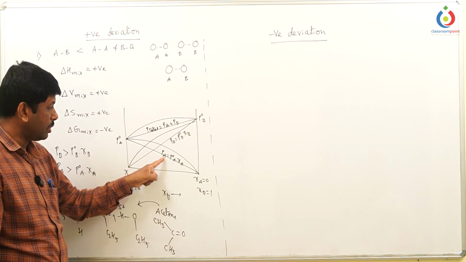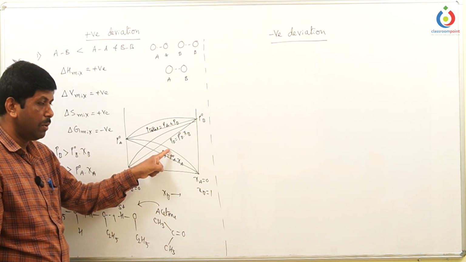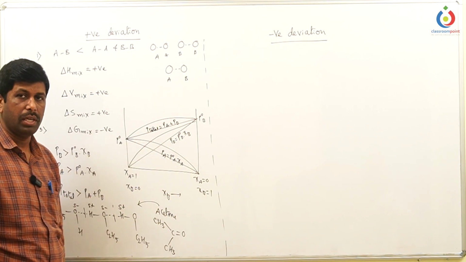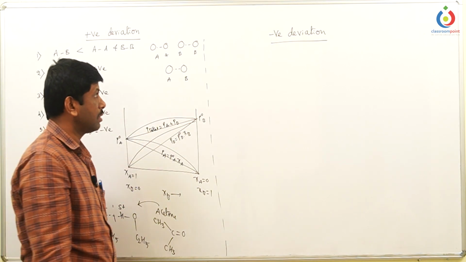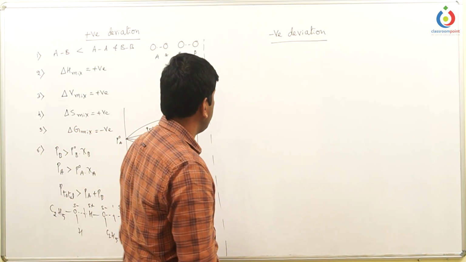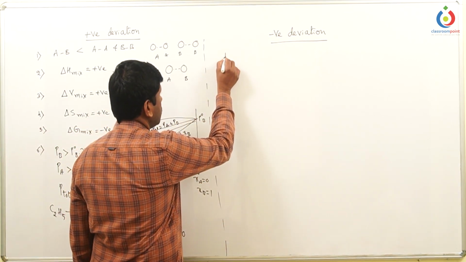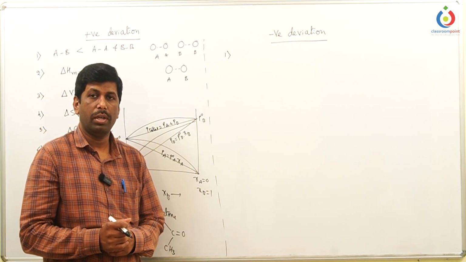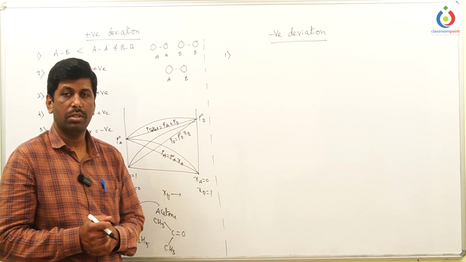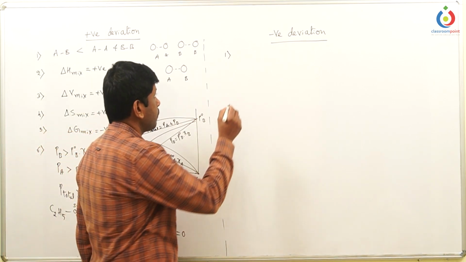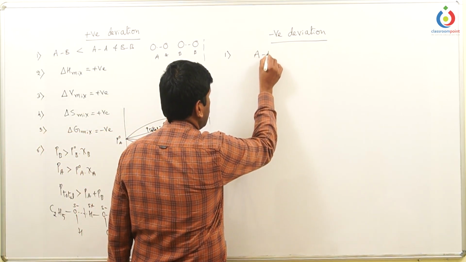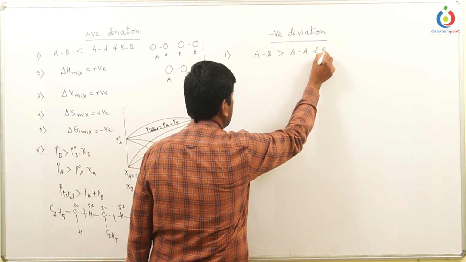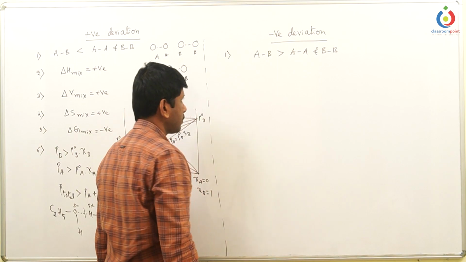See here, PA is this value, but the experimental PA value is this much. That means in the solution they have more escaping tendency than the individual liquids. Now let us see the negative deviation. Negative deviation is possible when intermolecular attractions between the solute and solvent are stronger than the solute-solute and solvent-solvent attractions. That means AB attractions are stronger than the AA attractions and BB attractions.